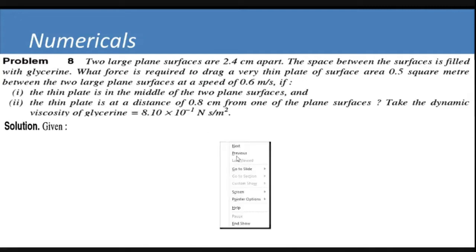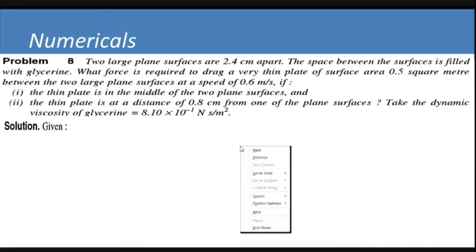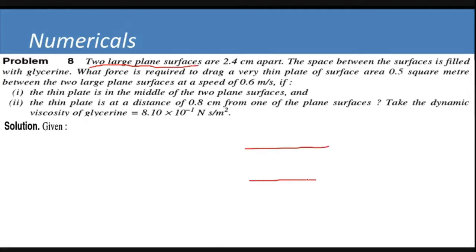So, what is given in this problem? In this case, there are two large plane surfaces. They are at a distance of 2.4 centimeter apart. So the distance between them, y, is 2.4 centimeter. The space between the surfaces is filled with glycerin, so there is a fluid which is glycerin.